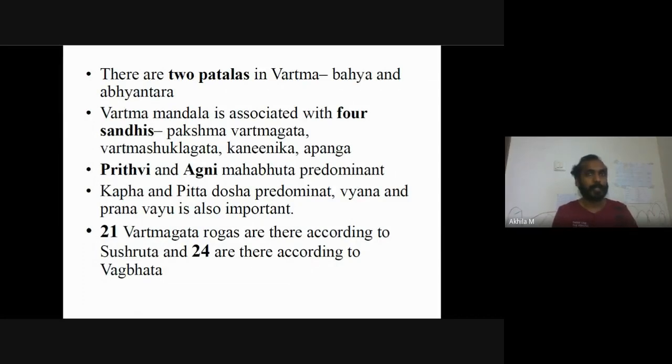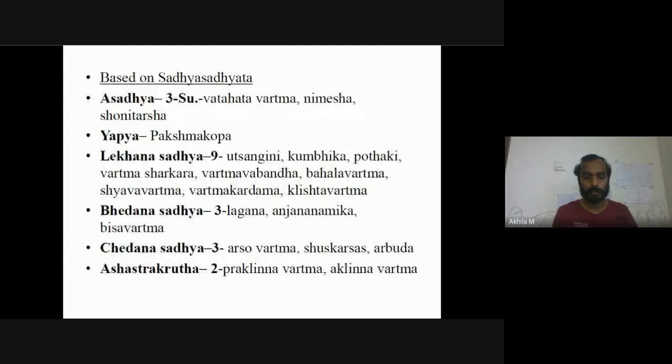Coming to the Mahabhuta predominance, Prithvi and Agni Mahabhuta are predominant in Varma. Kapha and Pitta Doshas are more predominant, and Vyana Vayu and Prana Vayu are also important in Varma. So there are 21 Varmagata Rogas according to Sushrutacharya and 24 according to Vagbhatacharya. We are going to see them one by one.